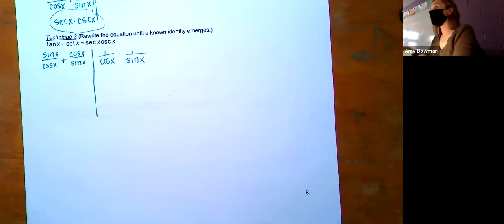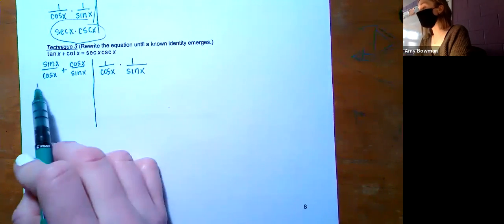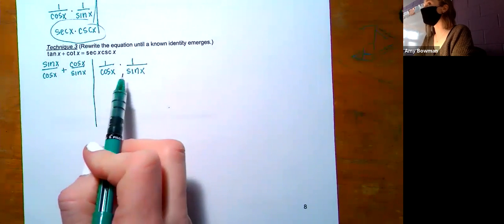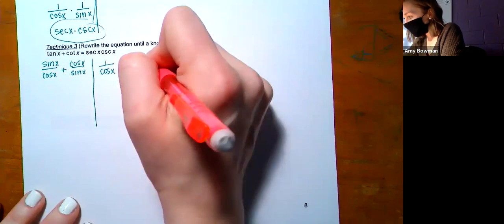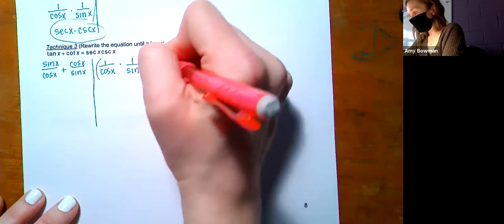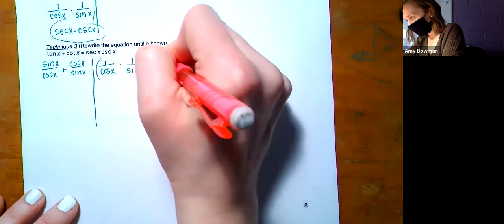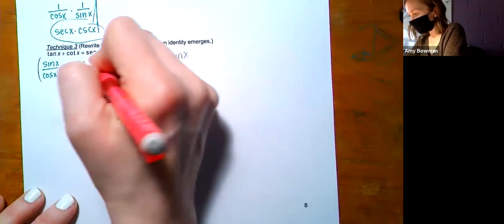This one, I'm going to actually multiply both sides of the equation by something. So in this case, imagine if I was solving an equation with denominators. Do you remember our strategy for that was multiply both sides by the common denominator? So let's watch what happens when we multiply both sides by the common denominator, which is, that's right, cosine of x, sine of x.